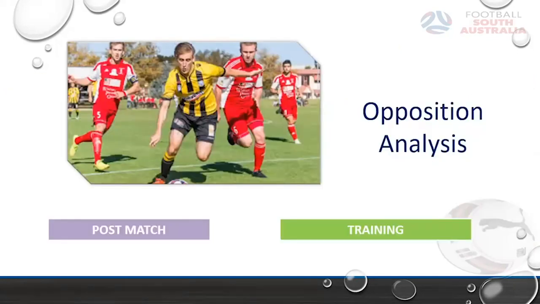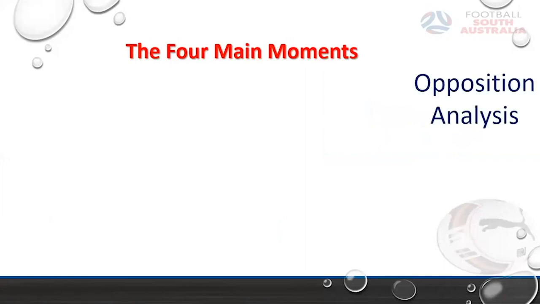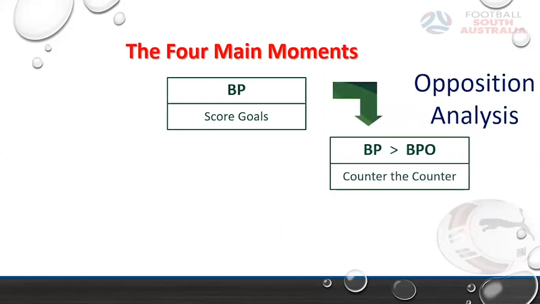We're going to look at the opposition analysis to give you a framework for how you can analyse a team that you've either played against or a team that's coming up. So we're going to look at the post-match and how that drives training. When we analyse, many will be familiar with this, but we're going to watch around the 4 main movements. Analyse the opposition about how they're in ball possession, how they create and how they score goals, how they transition from BP to BPO, and then how potentially they're going to counter the counter.